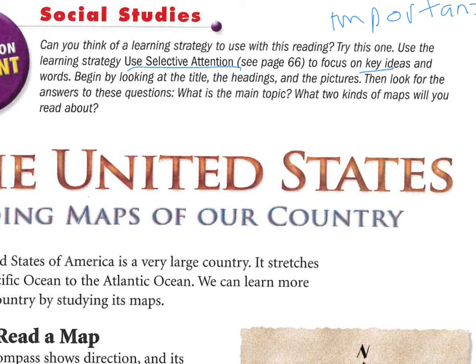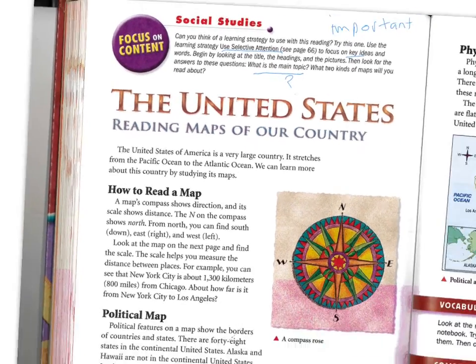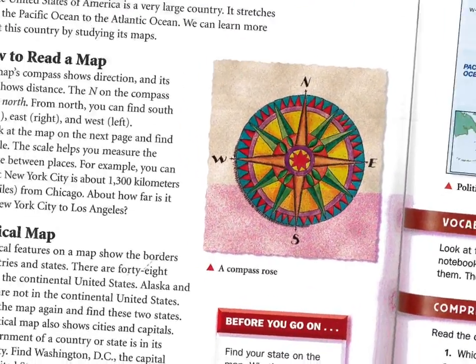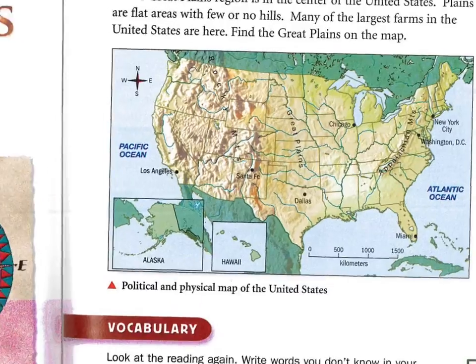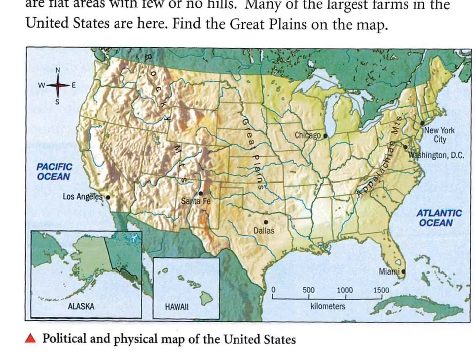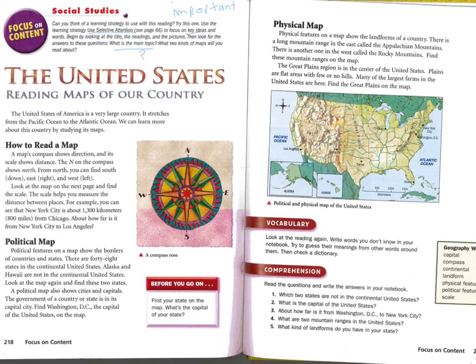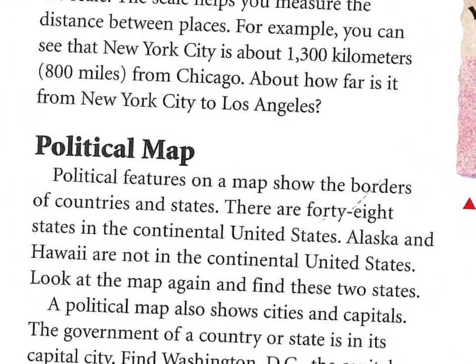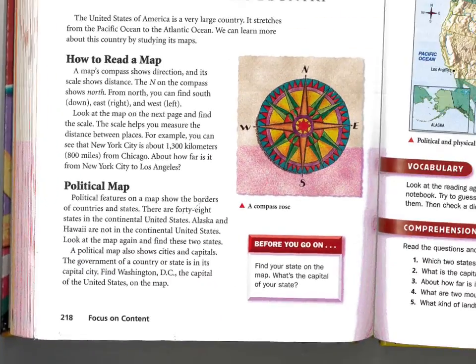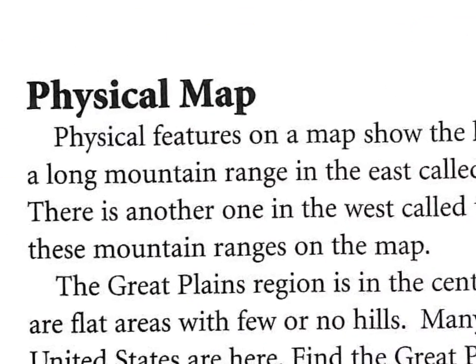Then look for answers. Before you even start reading, look for answers to these questions. What is the topic? What is the main topic? What is this about? Reading maps, learning how to read a compass, and physical and political maps of the United States. What two kinds of maps will you read about? Political map and physical map.